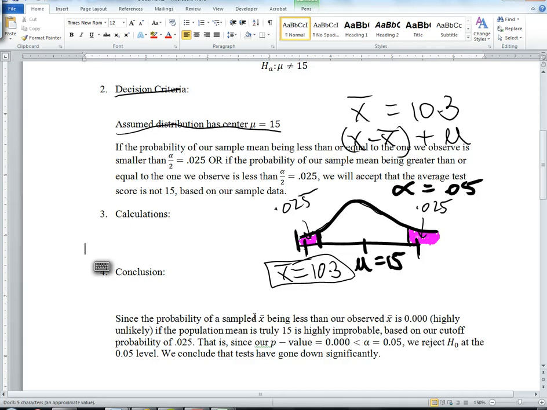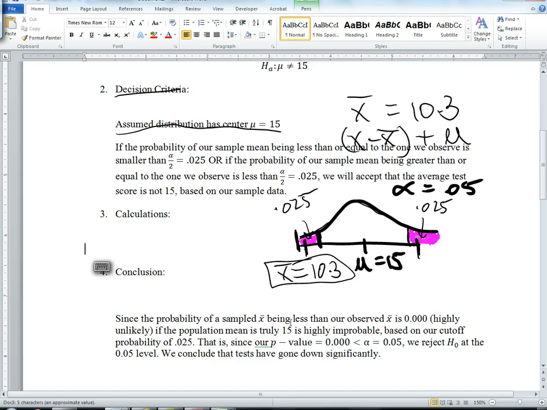So since the probability of a sampled x bar being less than our observed x bar is 0, in other words, it's highly unlikely if the population mean is truly 15, so if in fact it's centered at 15 and you observe a 10.3, that has almost a 0 probability, 0% chance of happening, based on our cutoff probability of 0.025, if the population mean is truly 15, I have to read this again.